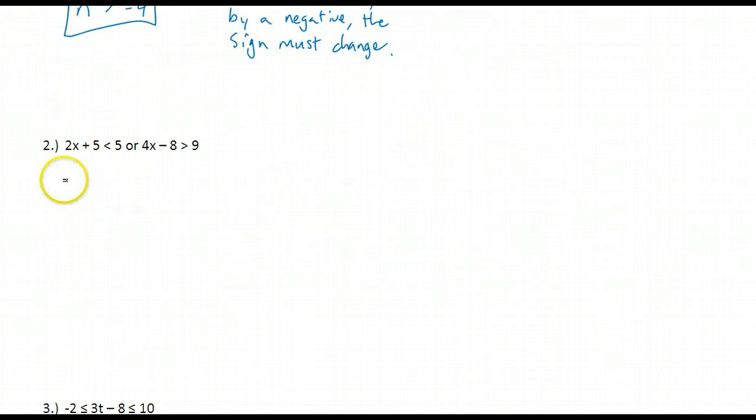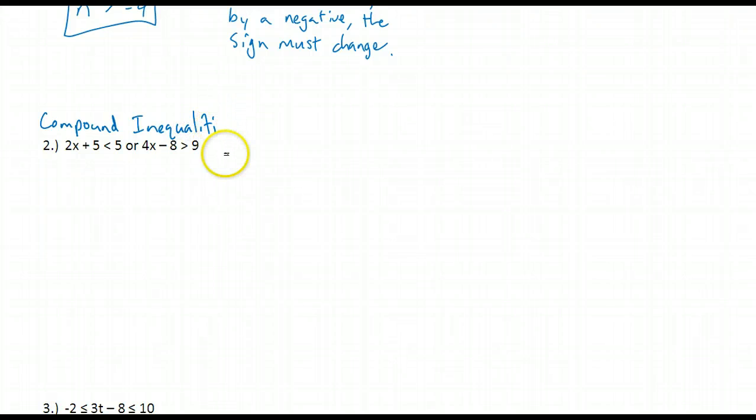Problem number 2 is a compound inequality. The reason it's a compound inequality is we're dealing with more than one inequality with the same variable. Both inequalities have x in them, but they're two different inequalities. To solve this compound inequality, I first need to solve for x in this inequality and then solve for x in this inequality.